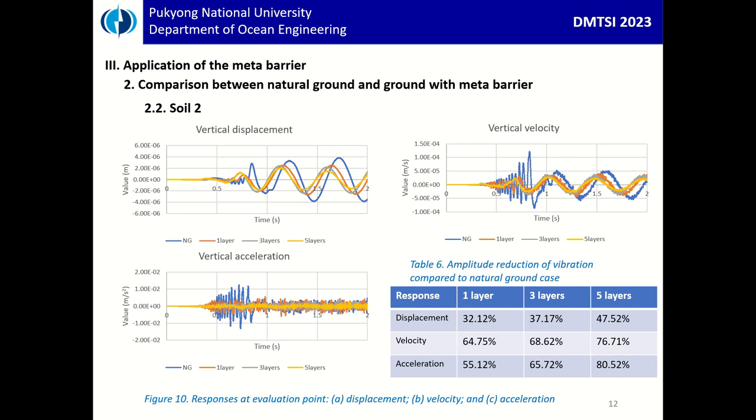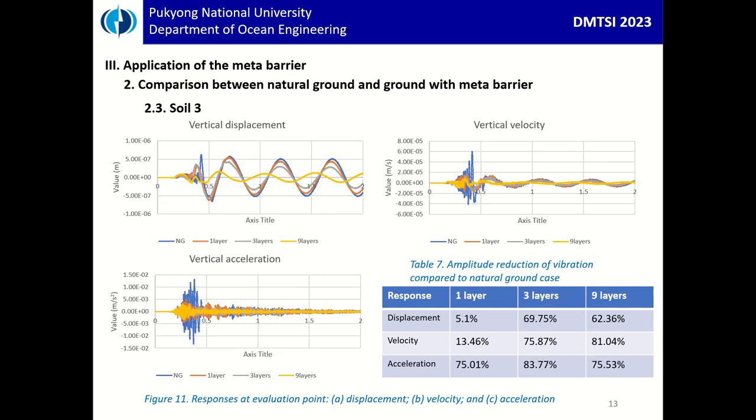Next, we consider soil 2 with the stiffer condition. Soil 2 has a shear wave velocity of 50 meters per second, and we also check the displacement, velocity, and acceleration. The vibration is reduced, but not as much as in the soil 1 condition. Now we check the 1 layer, 3 layers, and 5 layers cases compared to the natural ground. As you can see, if we increase the layers, we can have better reduction, but from 3 layers to 5 layers, we cannot have much change.